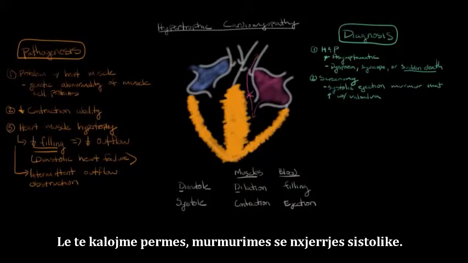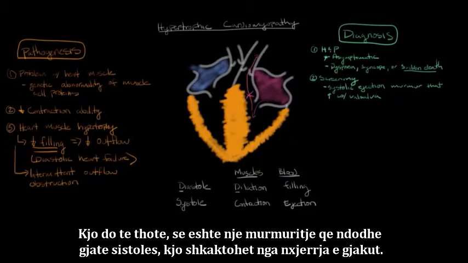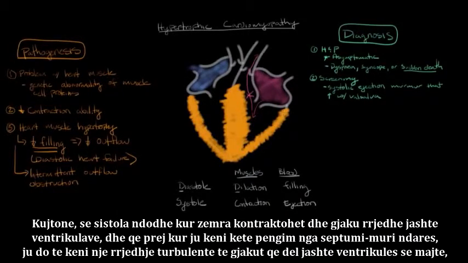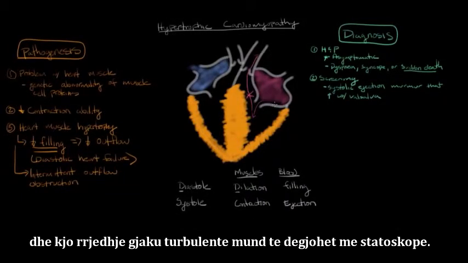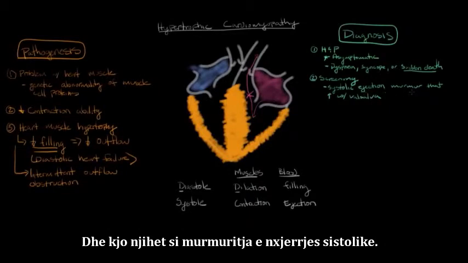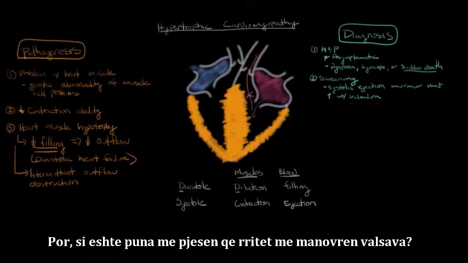Systolic ejection murmur. Well, that probably means that it's a murmur that happens during systole that's caused by the ejection of blood. Remember that systole occurs when the heart is contracting and blood is flowing out of the ventricles. And since you have this obstruction from the septum, you get a turbulent blood flow going out of the left ventricle, and that turbulent blood flow can be heard with a stethoscope, and this is known as a systolic ejection murmur.